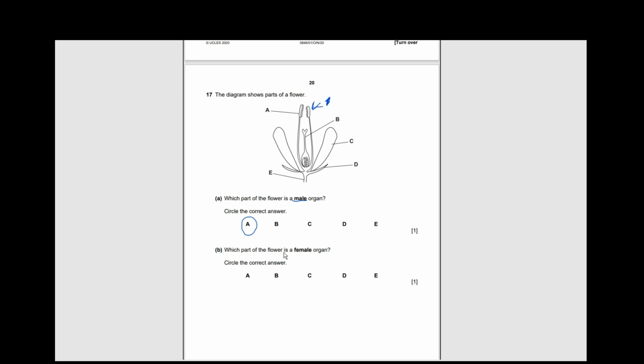So which part of a flower is a female organ? B. Yeah, this is the part. So moving on to the next question.